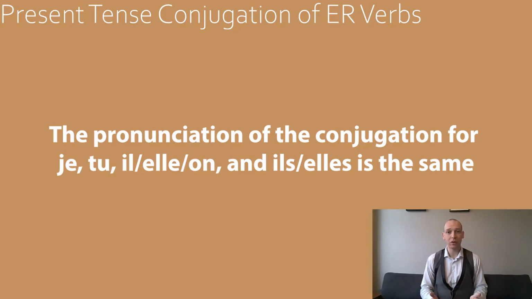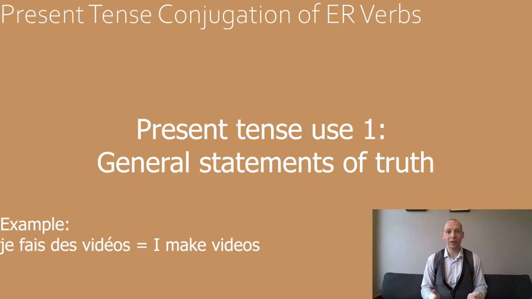Something you may have noticed is that although there are different spellings, the pronunciation for the conjugations for je, tu, il, elle, on, and ils and elles plural is the same. The only two that are pronounced differently are the nous and vous forms. So let's now look at the uses of the present tense in French.